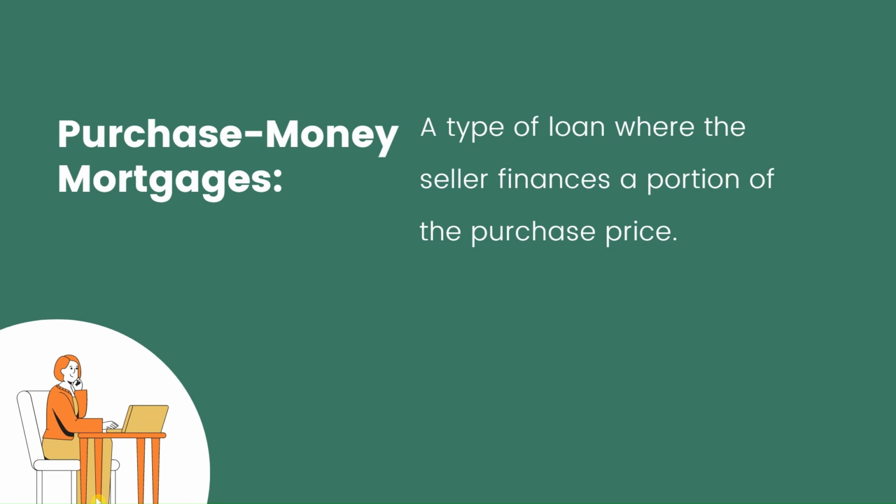Purchase money mortgages. This is where the seller will help finance a portion of the purchase price. So, an example of a case where you might see this is the borrower has secured a loan, but they don't have cash for the down payment. And so the seller would allow them, will self finance that down payment so that the buyer can purchase that property.